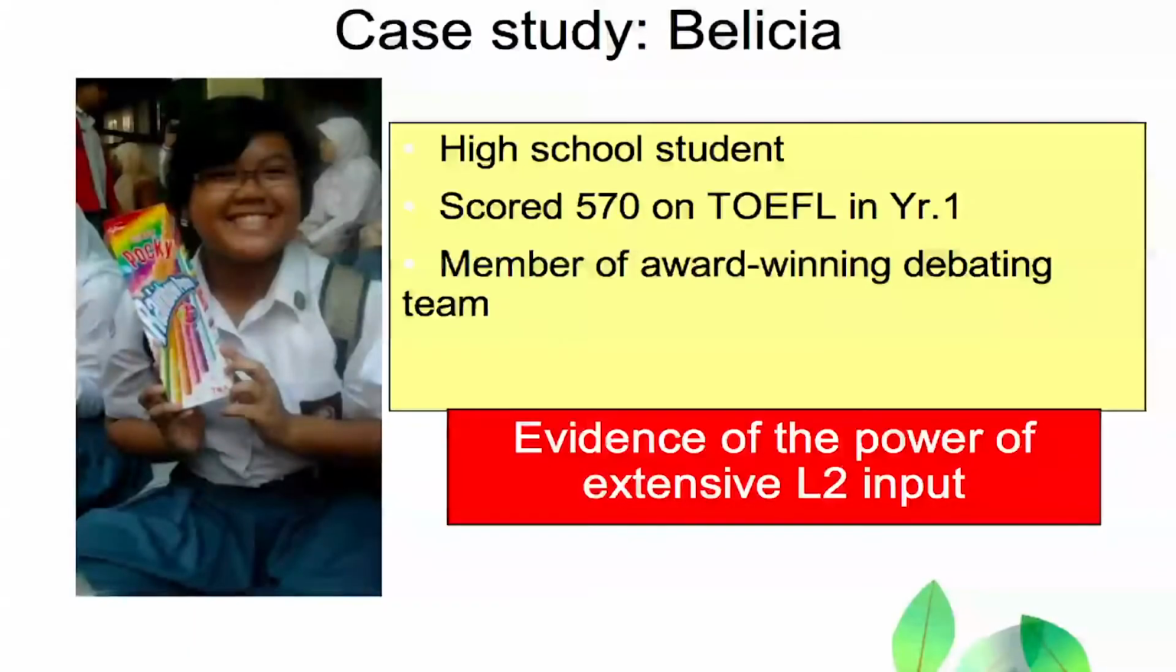And what is interesting is this. She would read the same book again and again. Apparently that is doing a lot of good to her in terms of raising her proficiency in the language. She scored 570, which is really unusual for students studying English in a foreign language like Indonesia. I don't know about Korea, maybe it's higher, probably not. And she was on an award-winning debating team.